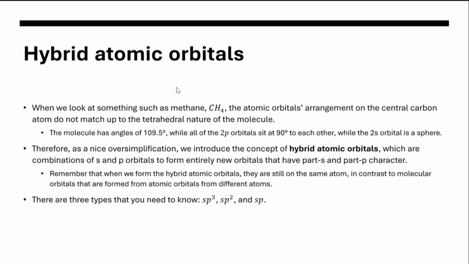So, we're just going to use a nice oversimplification, and we're going to introduce the concept of hybrid atomic orbitals, which are just combinations of s and p orbitals that will form entirely new orbitals that have a part s and a part p character. And remember, when we form hybrid atomic orbitals, they're still on the same atom. So there are three types that you need to know: sp3, sp2, and just sp.